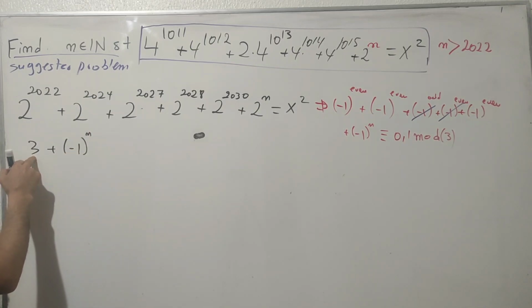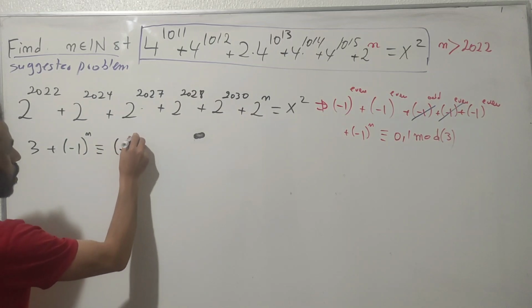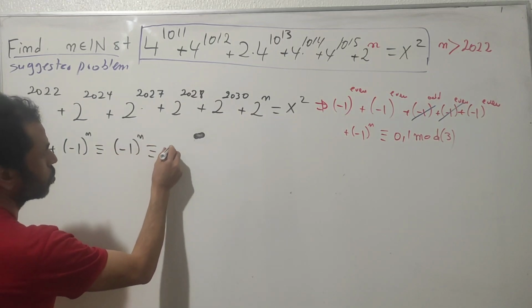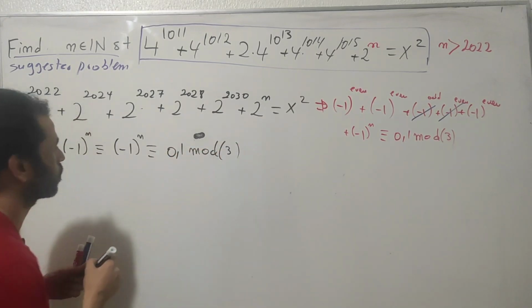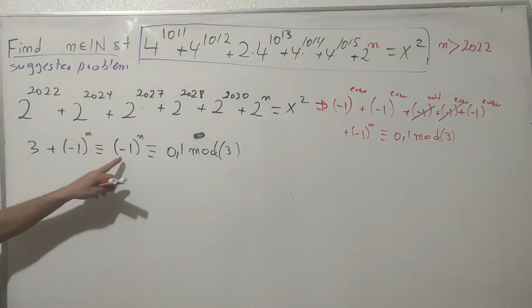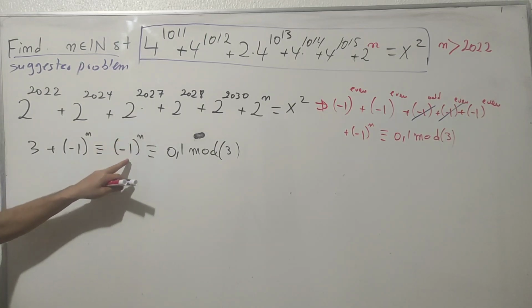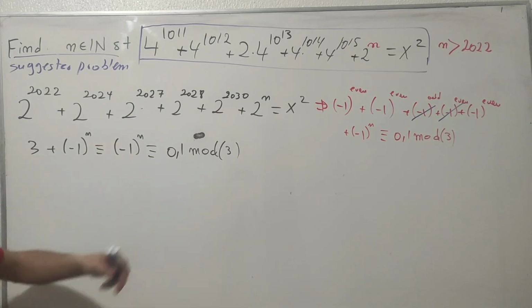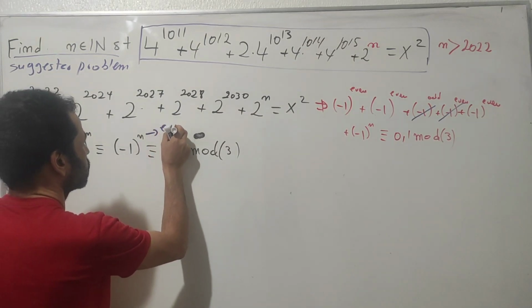3 is congruent to 0, so the expression is congruent to (-1)^n, which must be congruent to 0 or 1 mod 3. We cannot get 0 since we have minus 1 here, so n must be even. If n is even, this one turns into 1 as a remainder, so we get 1 congruent to 1 mod 3. So finally, n must be even.